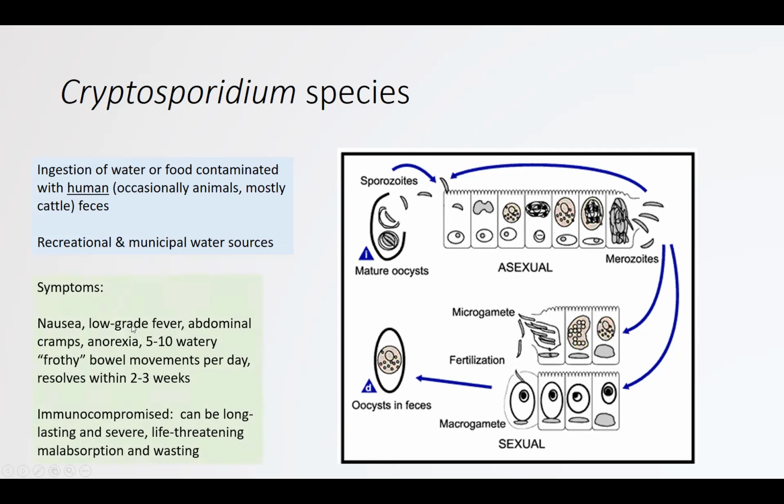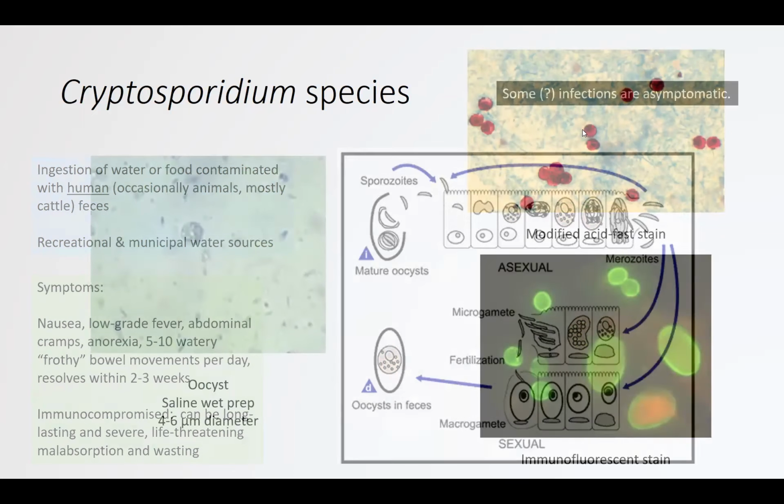Symptoms kind of similar: low-grade fever, cramps, 5 to 10 frothy bowel movements every day, and it takes a while, 2 to 3 weeks in an immunocompetent person. Immunocompromised people really can have a very severe infection with cryptosporidium, life-threatening malabsorption and wasting. As far as asymptomatic, you don't find much about how many asymptomatic infections there are. There are some, but we don't have a good idea on what percentage are asymptomatic.